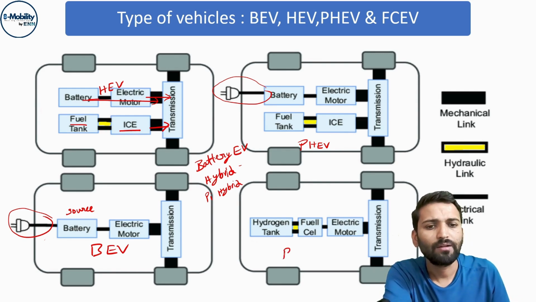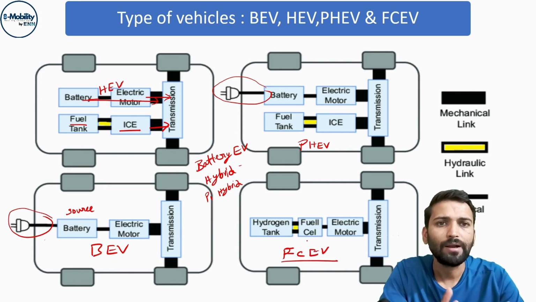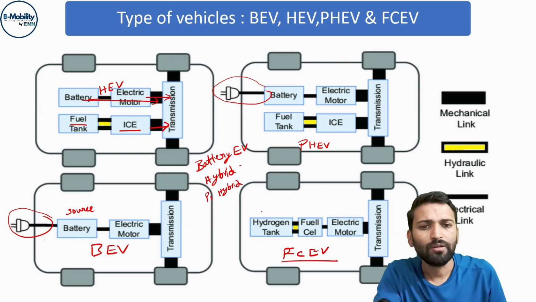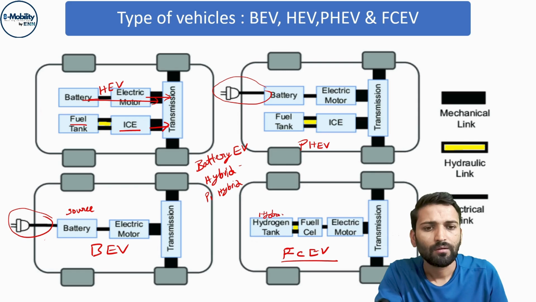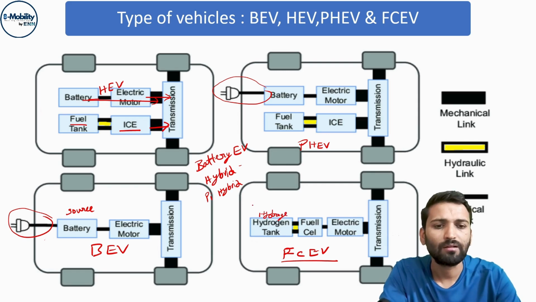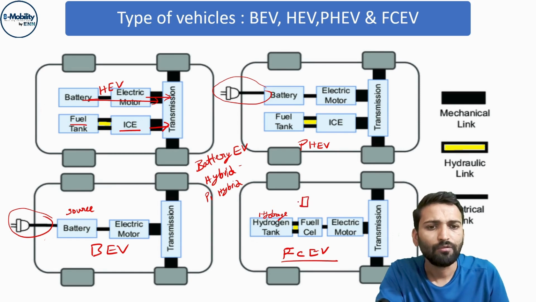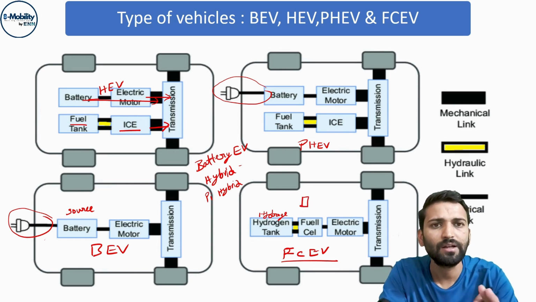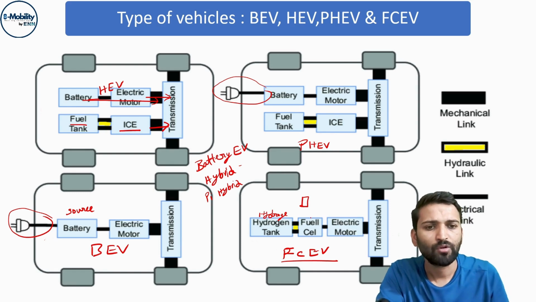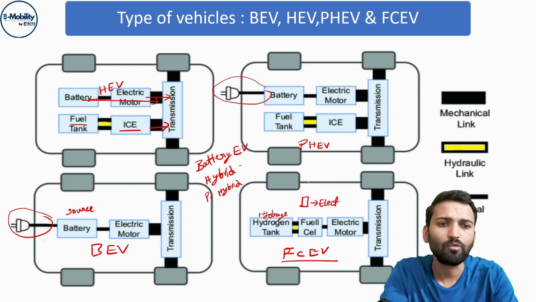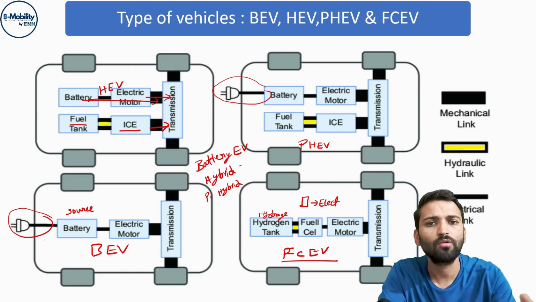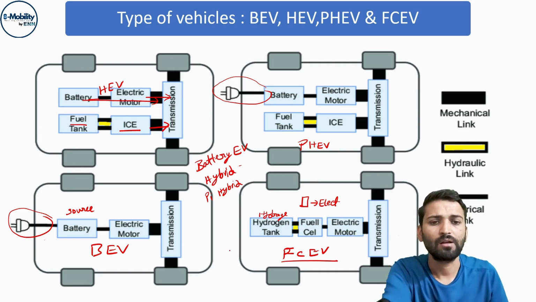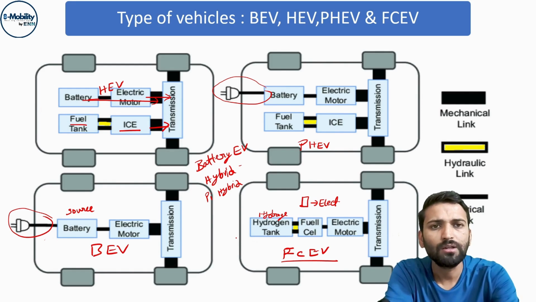And the fourth one is the fuel cell electric vehicle. This electric vehicle uses hydrogen as a source of energy. So this hydrogen is used by the fuel cells. Fuel cells are the device which converts hydrogen energy, the energy derived from the hydrogen, into electrical energy. And the electrical energy is being used by the motor to provide power to the transmission system of the vehicle. So this is a fuel cell electric vehicle. Here we can see that hydrogen is the source which is being used in the fuel cell.